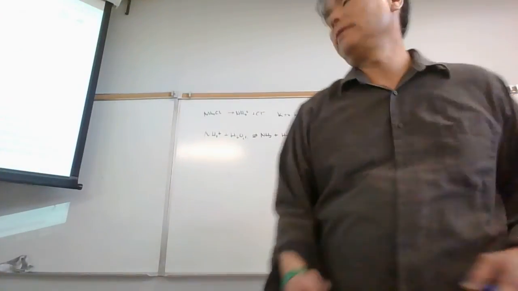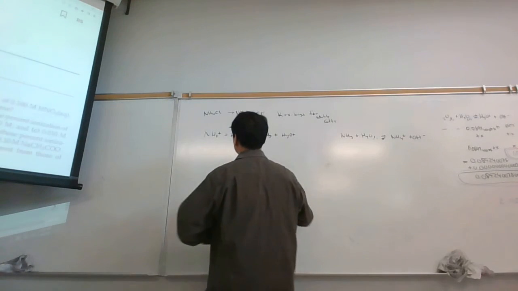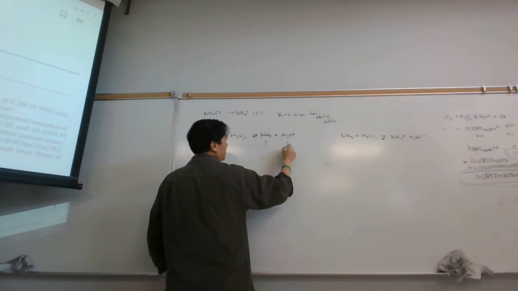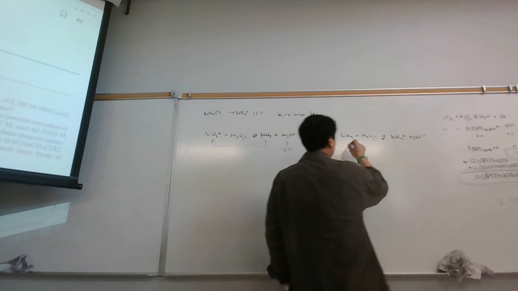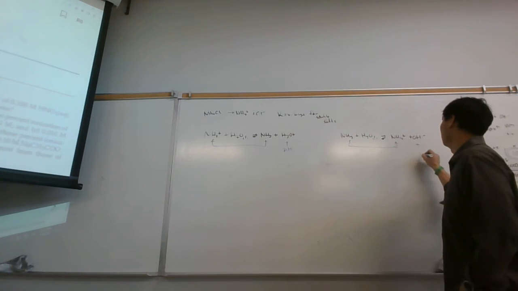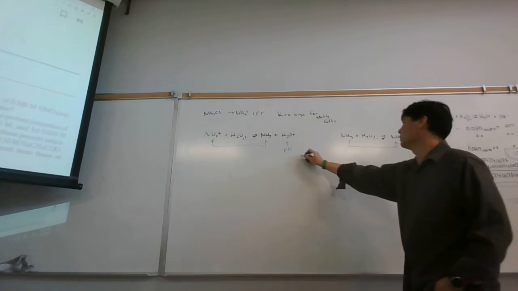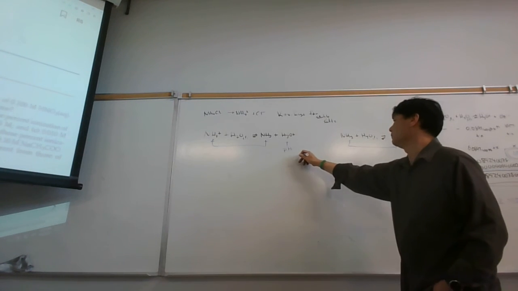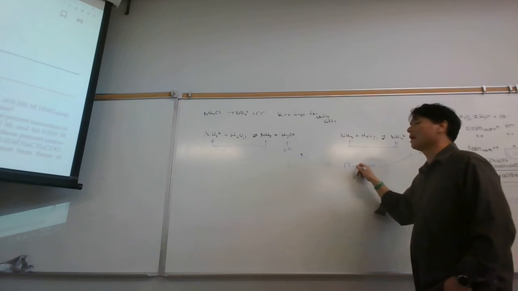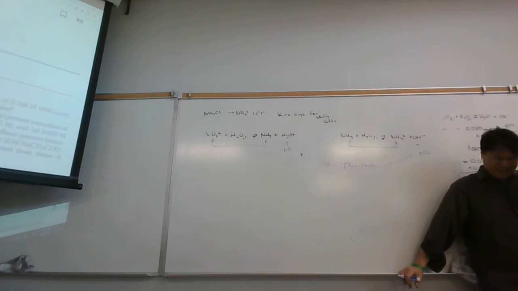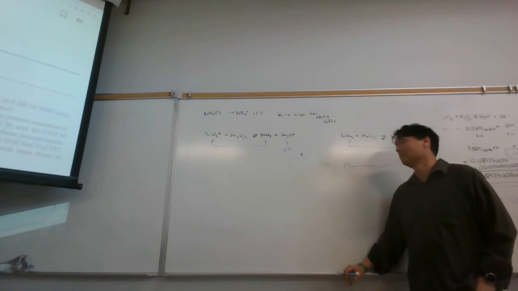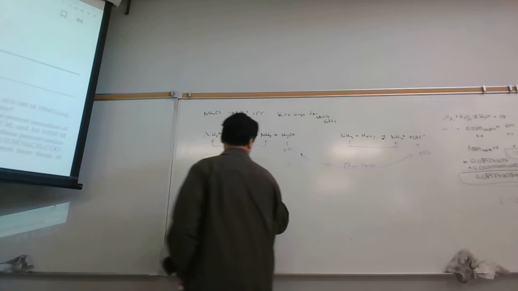These two describe the same equilibrium because they describe the equilibrium between ammonium and ammonia in terms of, in this case, pH. This also describes the equilibrium between ammonia and ammonium, but in this case, pOH. And these two are tied together by pKw, which is 14.00. They have to add up to 14.00. In other words, it describes the same equilibrium.